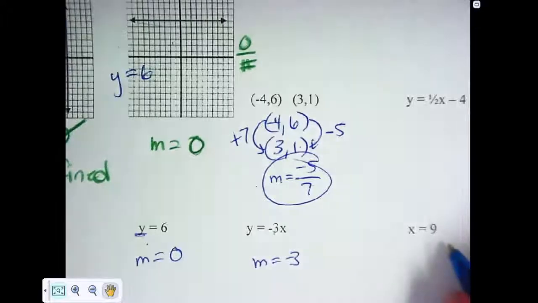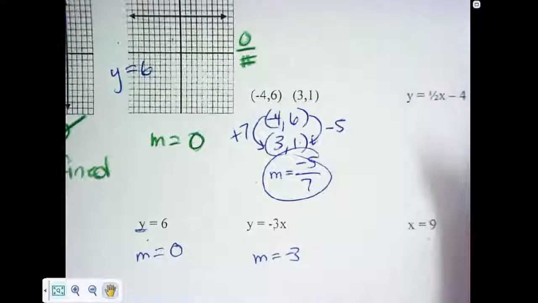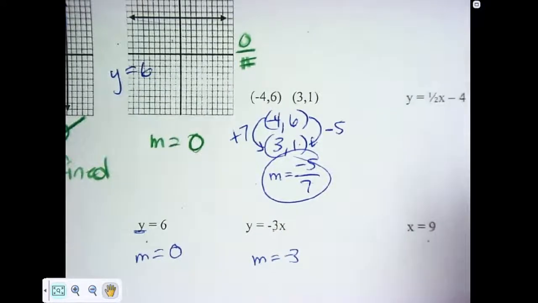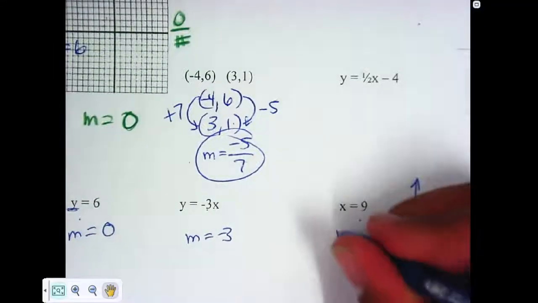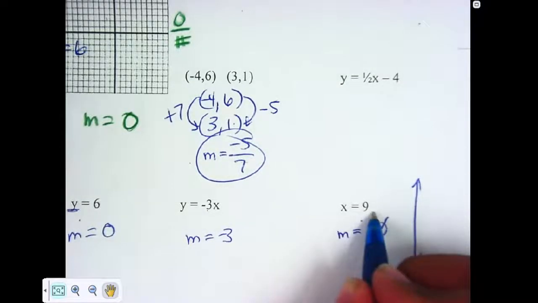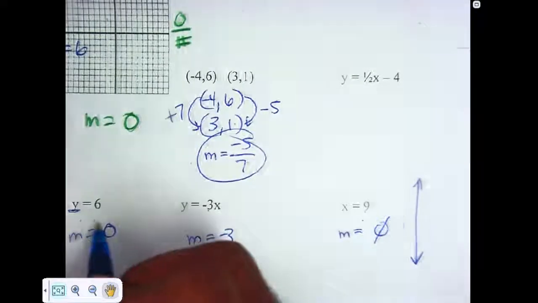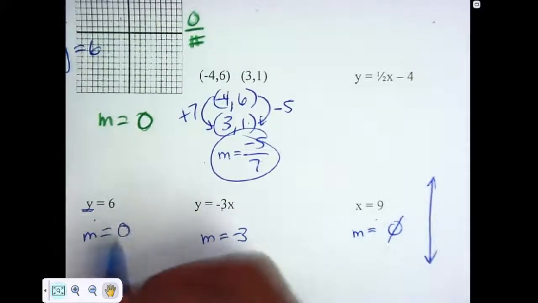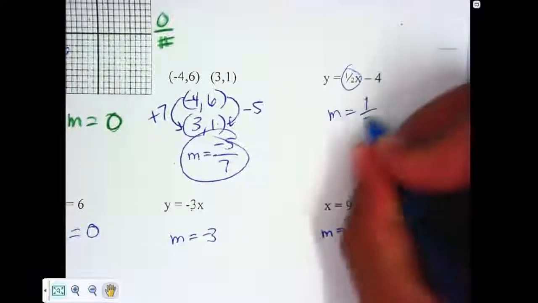The next one is going to be x equals 9. Now this is going to be a line that goes straight up and down. If we were to graph this, it's straight up and down, then the slope is undefined. So if it's x equals a number, just some number, it's going to be undefined. If it's y equals a number, like over here, it's going to be 0. And the last one up here to the right, the slope is just the number next to x, so it's 1 over 2.